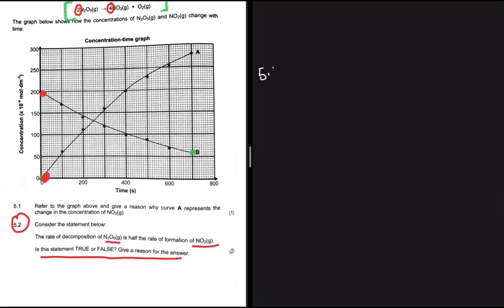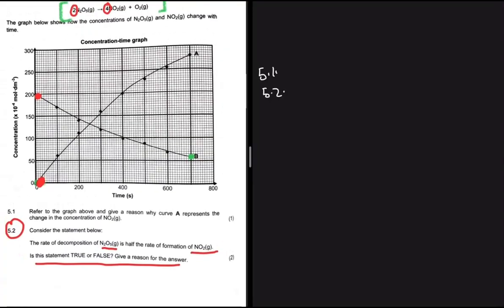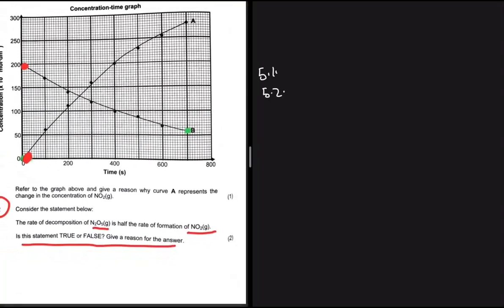Right, and then moving to the second question. So we just did 5.1. Let's do 5.2. Consider the statement below. The rate of decomposition of N2O5 is half the rate of formation of NO2. Is this statement true or false? Give a reason for the answer. So let's go ahead and find out.